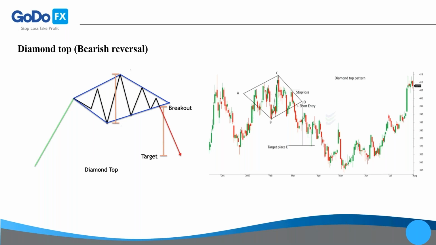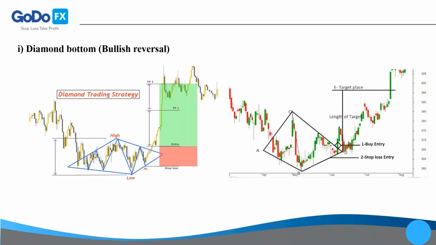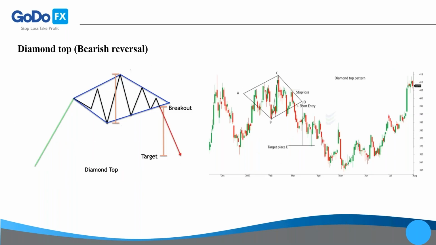Now we're gonna talk about a very important pattern, which is the diamond. It could be a top diamond or a bottom. Okay, so the diamond pattern, also known as a diamond top or a diamond bottom, is a reversal pattern that can occur in both uptrends and downtrends. So it is characterized by a distinctive diamond-shaped formation on the price chart.